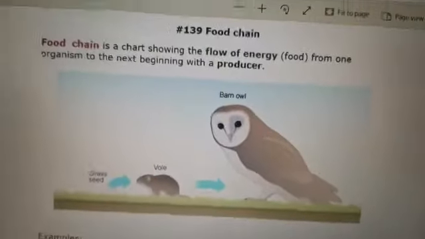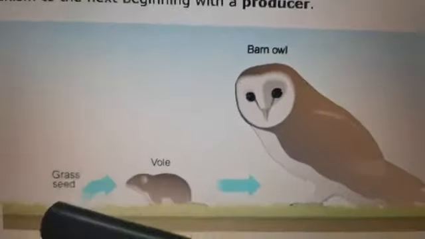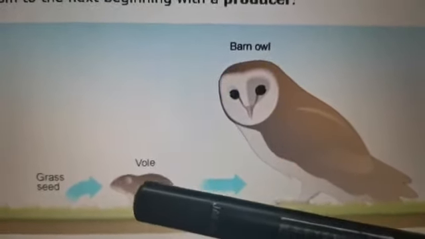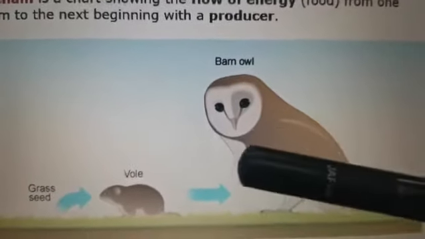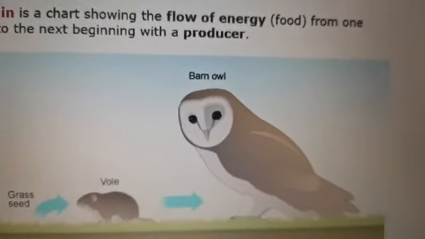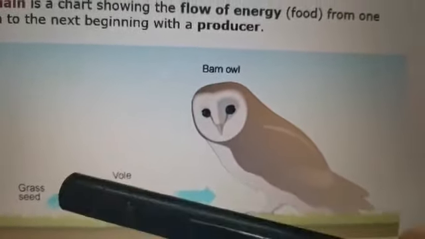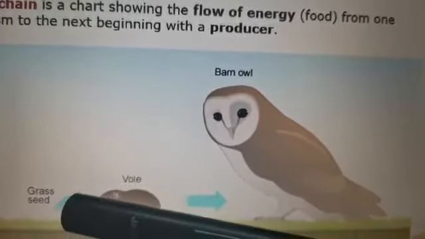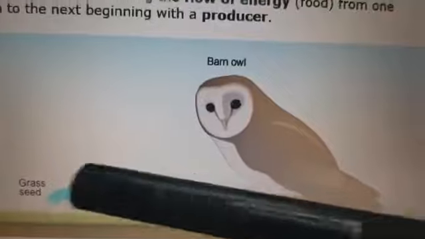If you are looking at the computer screen, you can see a diagram here. The diagram is starting from the grass or seed, okay? And this vole is eating that grass to get the energy. And the barn owl is eating this vole to get the energy from it. So what's happening here? You can see the arrows. These arrows show the energy transfer.